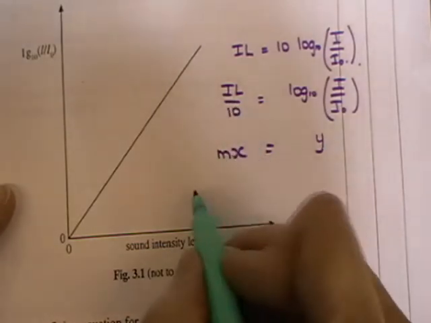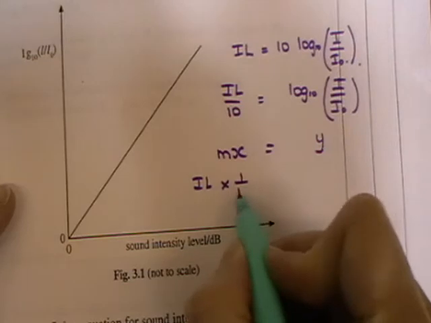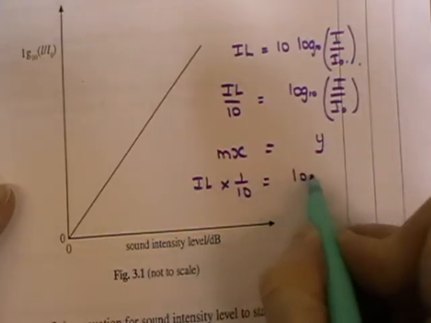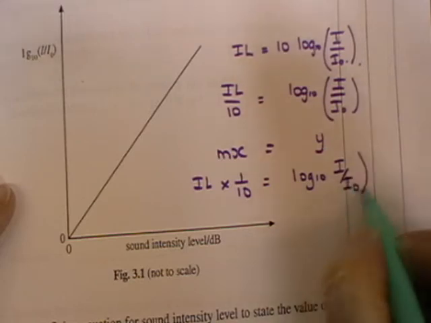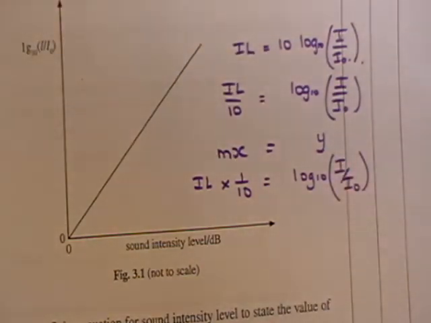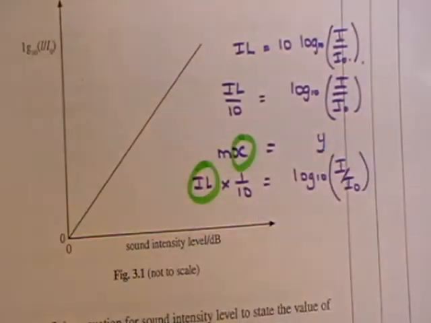Possibly I'll just split this up a wee bit more. So it's IL, which is intensity level, multiplied by 1/10, is equal to log to the base 10 of I over I naught. And obviously what we have on the x-axis is intensity level, so the gradient, whatever's left there, must be 1 over 10.